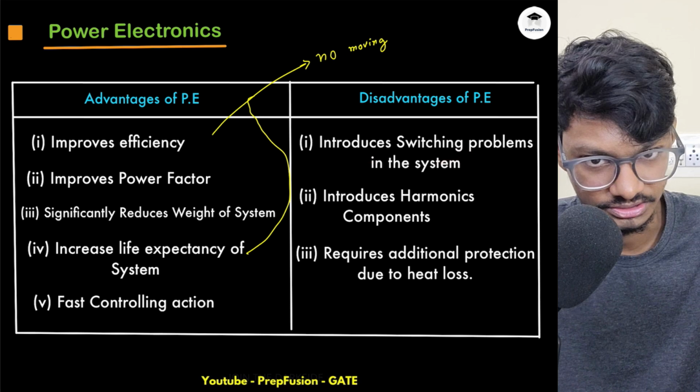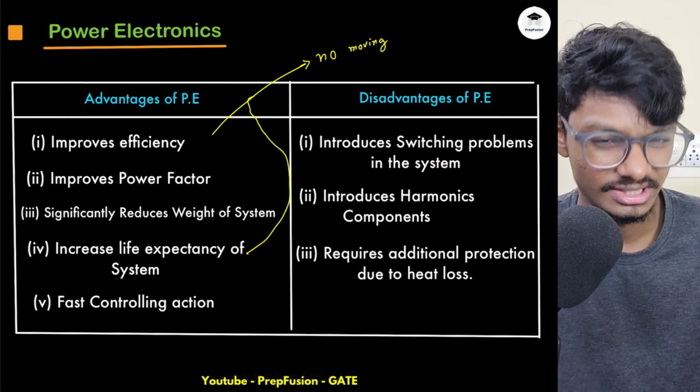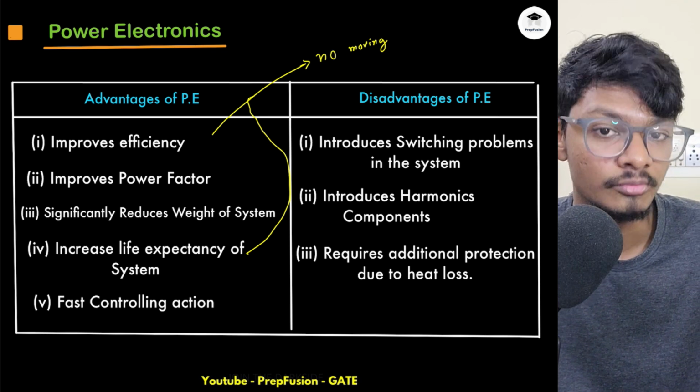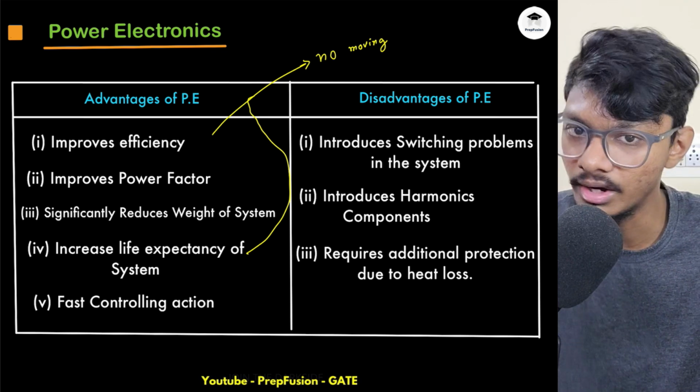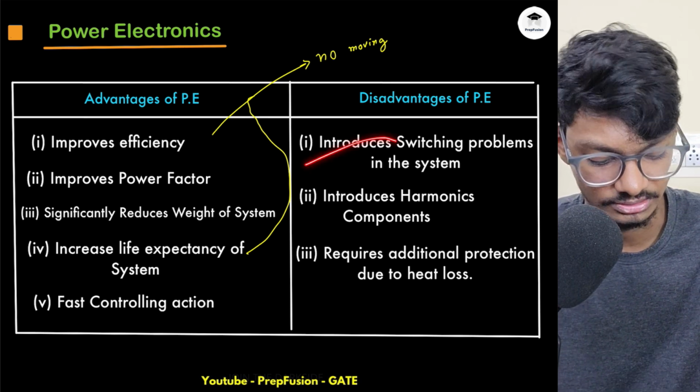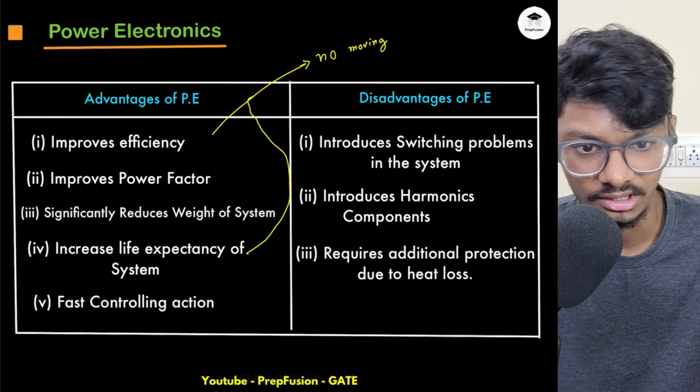Okay, so what are the disadvantages? It introduces switching problems in the system. These devices that we use, SCR, BJT, MOSFET, IGBT, have a few problems as well. We can turn them on and off, but while turning on and off, they introduce a few switching problems. Those were not present in mechanical devices.